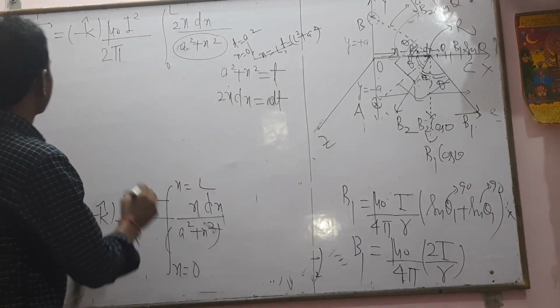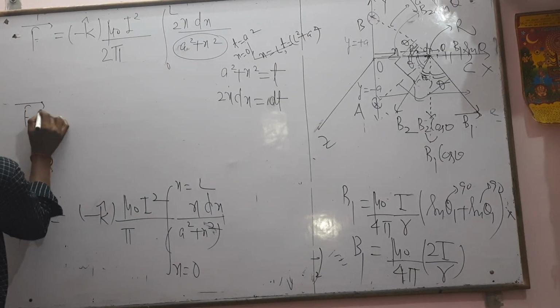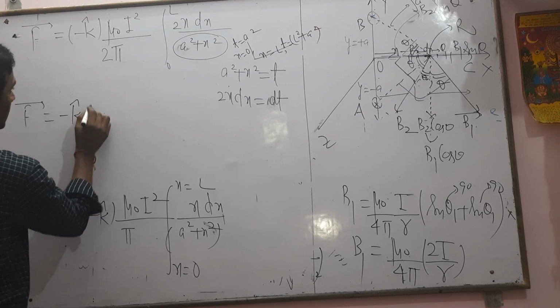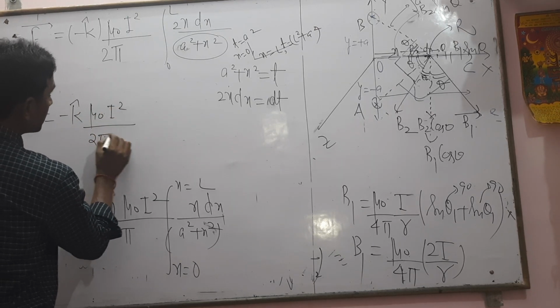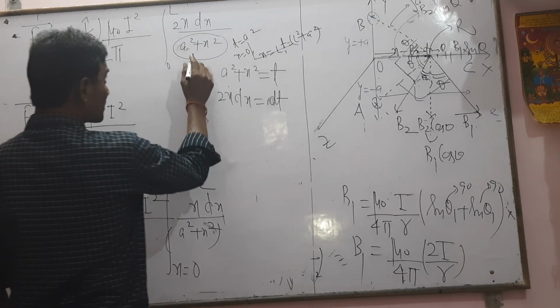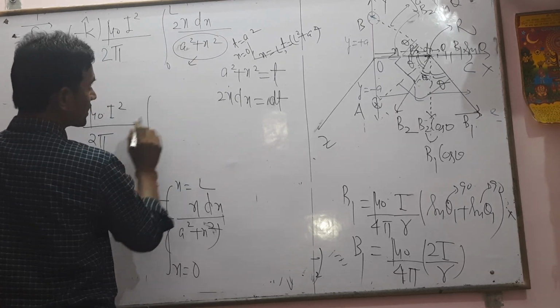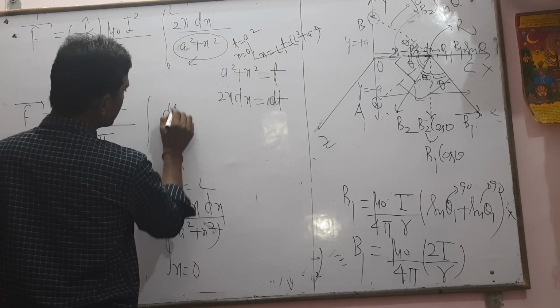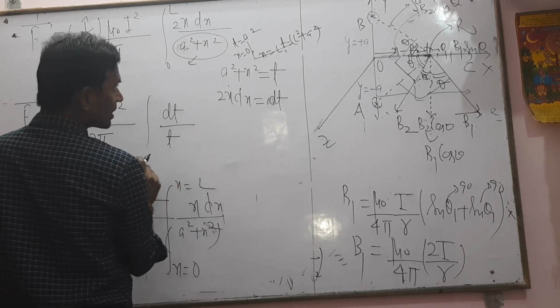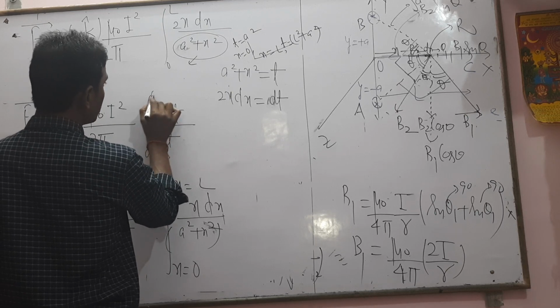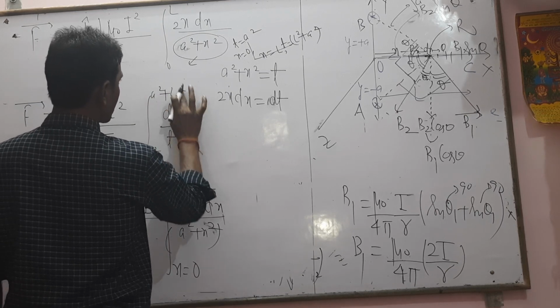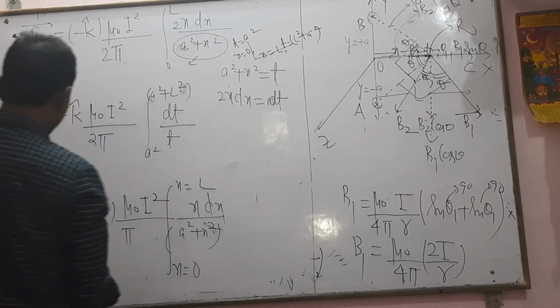So we can put F vector equals minus k cap mu naught i square divided by 2 pi, integrate. Differentiating that value, this will be dt divided by t. So this value equals a square and this value equals a square plus L square.